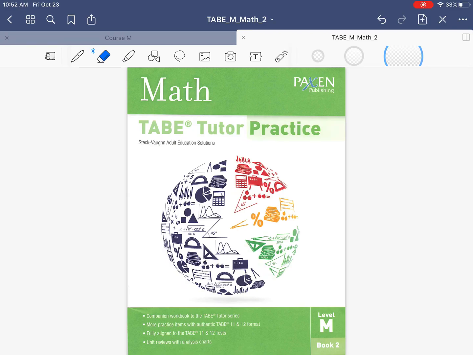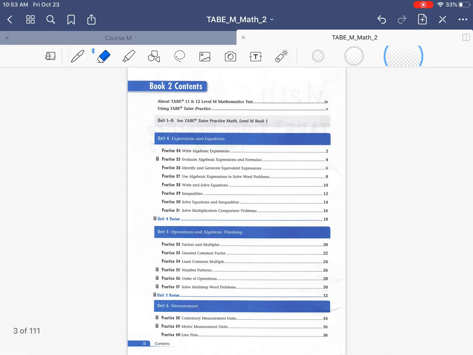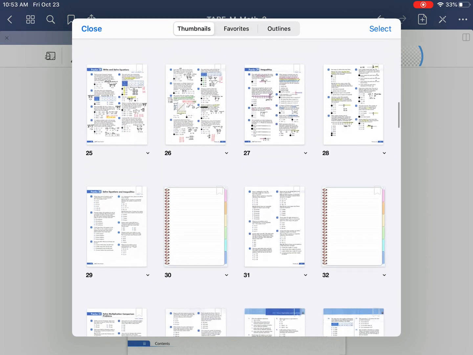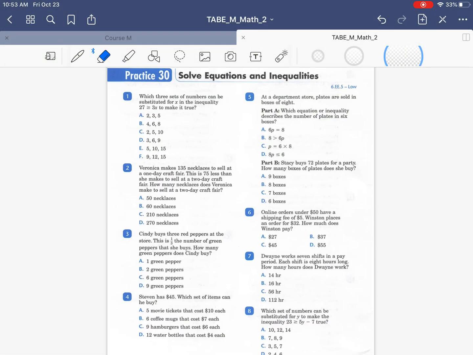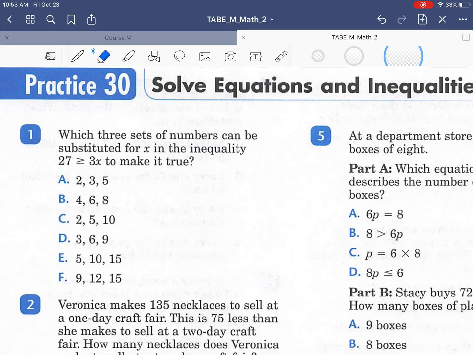In this video, we're looking at practice 30, which is called Solve Equations and Inequalities. Practice 30 begins on page 14, so I'm going to shortcut my turning to page 14. If you have not watched the lesson video on this, please do that first, and it will teach you how to solve both of these.